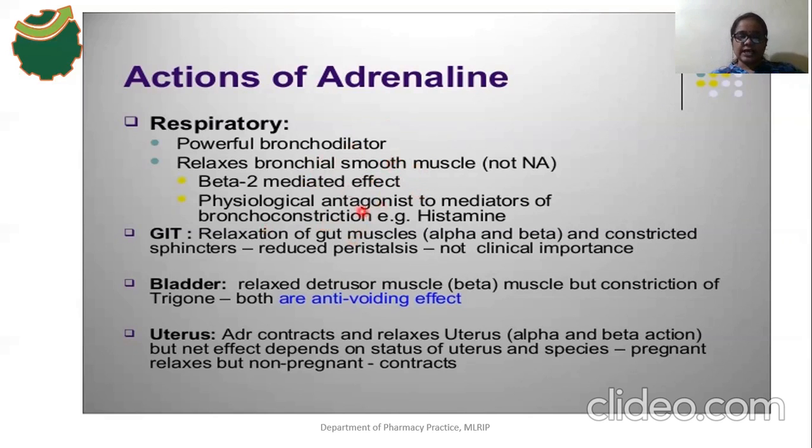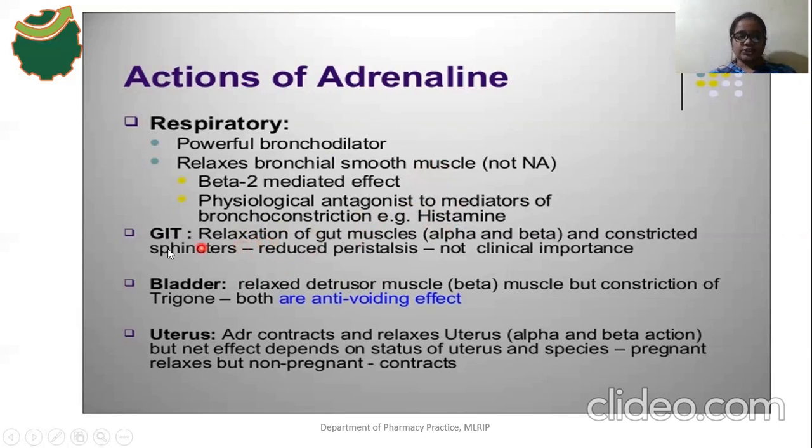And these adrenergic drugs inhibit bronchoconstriction, especially histamine-induced bronchoconstriction. Here adrenaline acts as a physiological antagonist to mediators of bronchoconstriction, for example histamine. It means this adrenaline drug inhibits the histamine-induced bronchoconstriction. Okay, and next, action on the GIT.